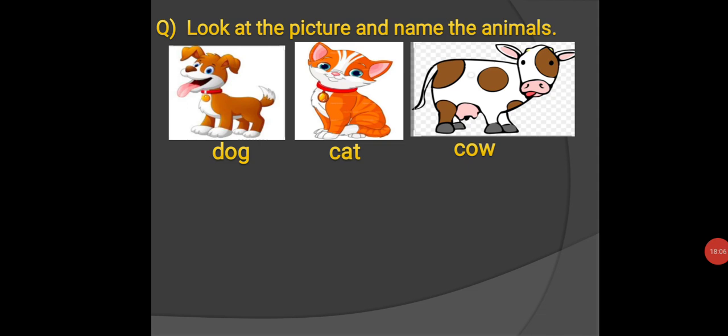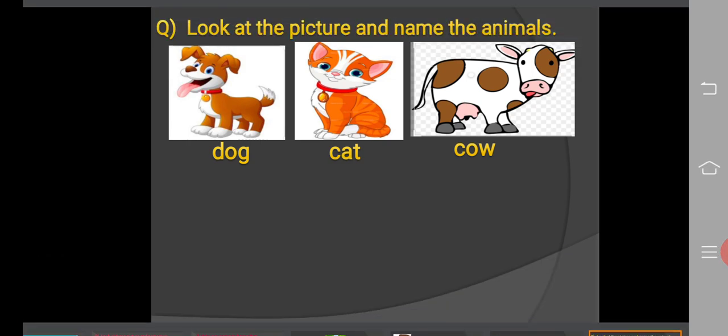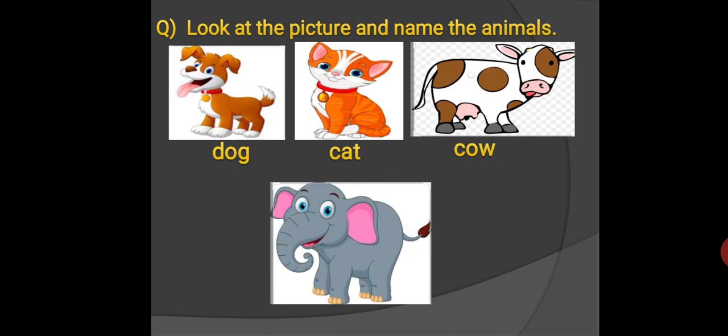Now let us proceed further. The fourth picture which is there in the slide is the picture of an elephant. So which animal has a long trunk? It's none other than an elephant. The elephant is the only animal that has a long trunk.